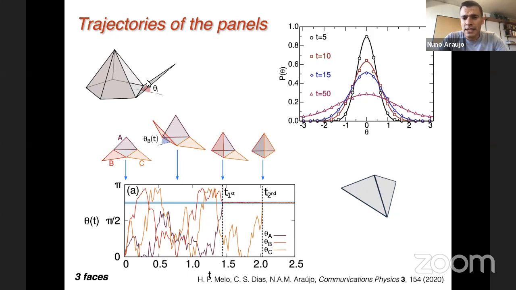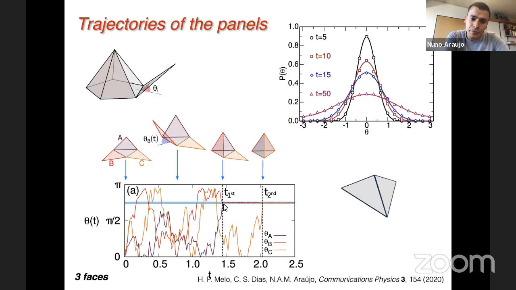And what we notice is that when we look at this time series, we can see that the 3 faces are moving around due to thermal fluctuations in a random way, but eventually 2 of them meet at a specific angle that corresponds to the closing angle of the pyramid. And so when the 2 meet at a specific angle, then the 2 faces will close.